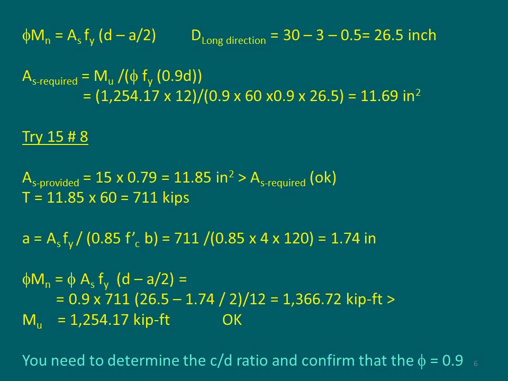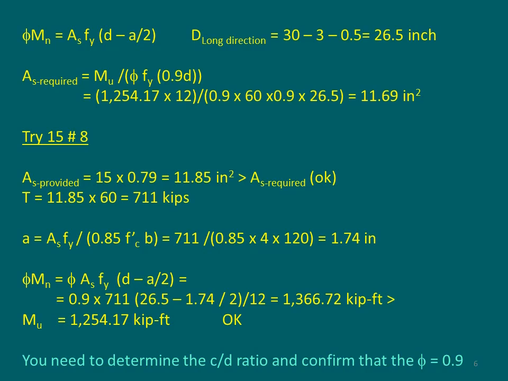Now once you have the a, and of course you have the concrete, you can confirm the phi factor by doing this c over d. This is an exercise that you need to do. I'm not going to go through it here, but I'm sure that you guys know how to do it. Now after this, I can figure out Mn, which is the ultimate capacity, or actually I'm going to call it the capacity of the section, the strength of the section in flexure.